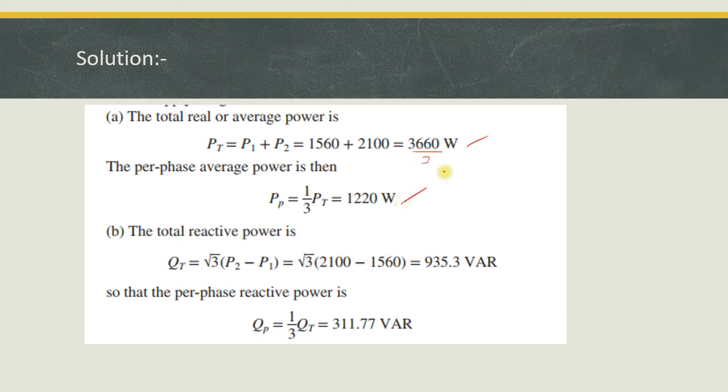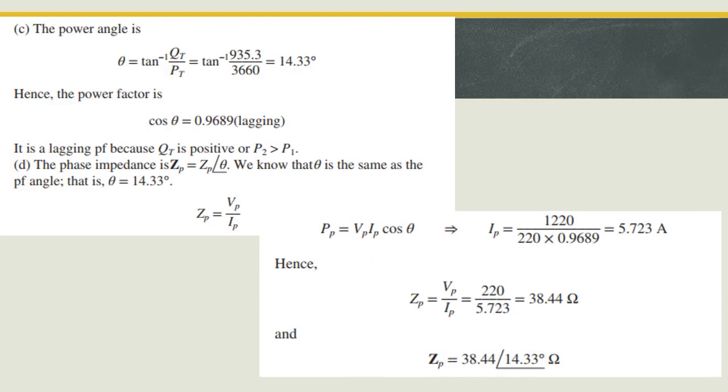So this is the per phase real power, and we know that the reactive power is equal to root 3 times (P2 minus P1). Now substitute all those values. This is the overall reactive power absorbed by the corresponding load. Therefore the per phase reactive power is simply Qt divided by 3, so the value is around 311.77 volt ampere reactive.